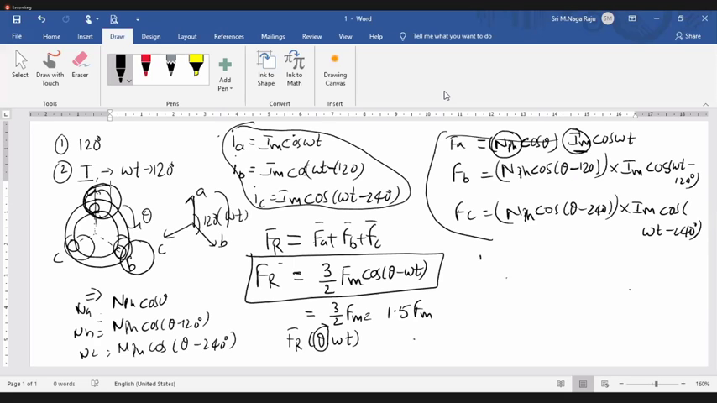If omega t equal to 0, then what is the resultant flux? Substitute in this final equation: Fr equal to 3/2 into Fm cos theta. Omega t is 0, and cos theta means we have taken reference at 0 degrees, so the flux waveform starts. This is the flux waveform. Now if omega t equal to 45 degrees, Fr equal to 3/2 into Fm cos (theta minus 45). Theta minus 45 means the flux waveform starts after this waveform or before this waveform.